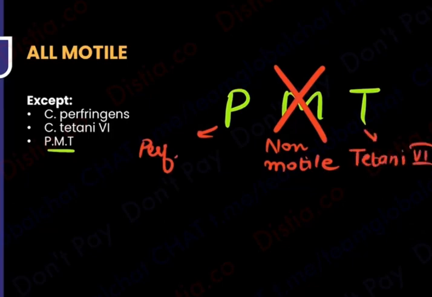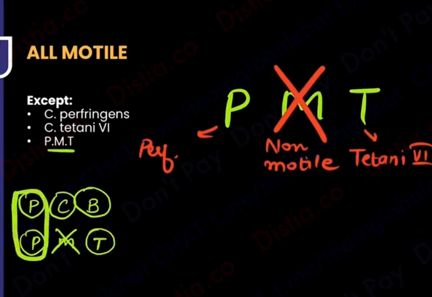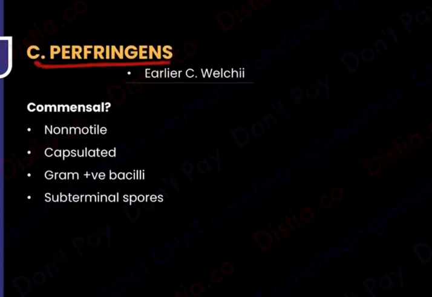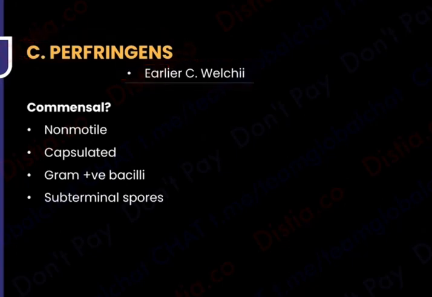So simple. Let's do a very quick recap. You have two things. One is PCB. So which are the capsulated ones? Perfringens and butyricum. Which exam did you want to kill? I wanted to kill PMT. So who is non-motile? Perfringens and tetani type 6. This is also done. Now we can go on to this exception, because perfringens is coming as an exception everywhere. Now tell me, what is it with capsule? Yes, perfringens has a capsule. Is it motile? No, it's not motile. So now we come to Clostridium perfringens, which was earlier known as Clostridium welchii. Let's begin with that.